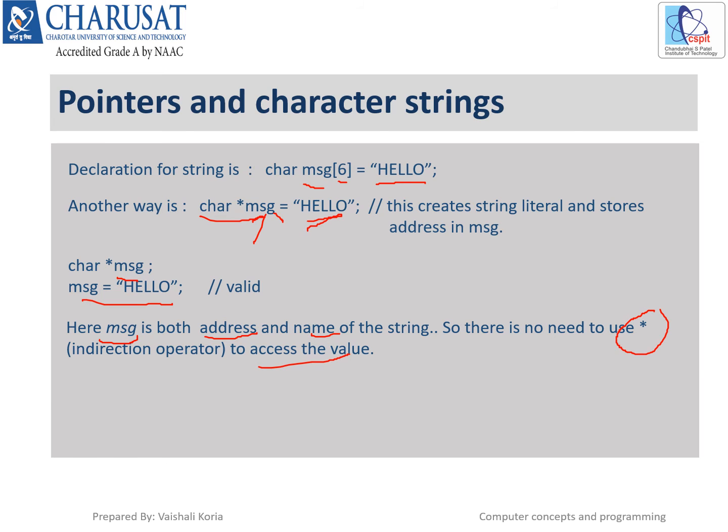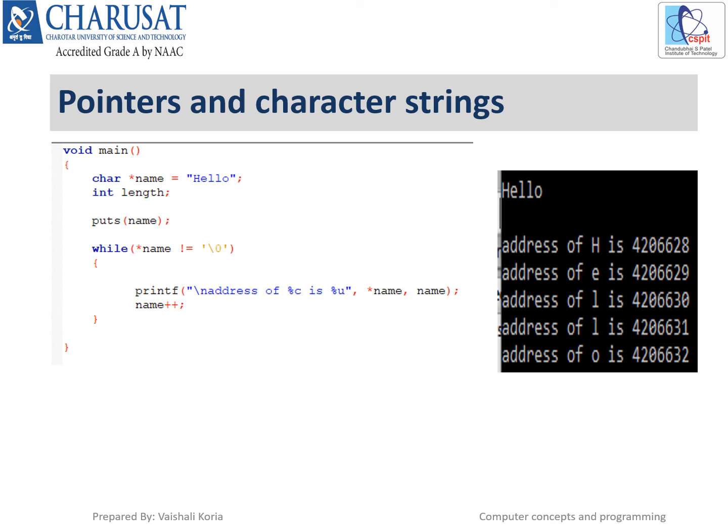Now we'll see one example for that. Here we have declared char star name is equal to hello. So this name is the name of the string as well as the address of the string, right? And here we have just printed that string using the puts function. This is the output of this function call.